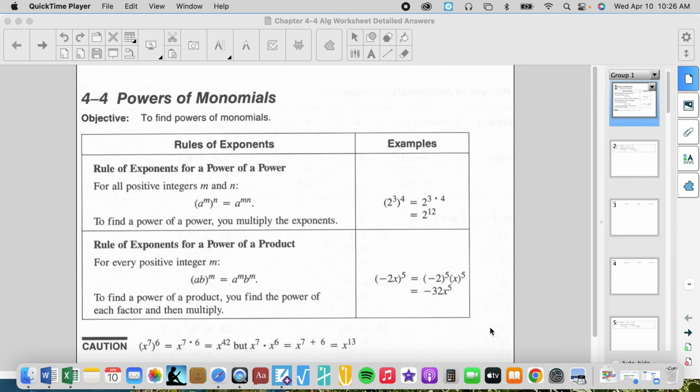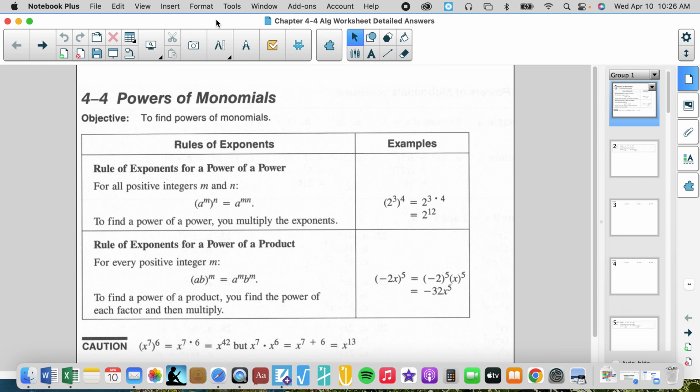Chapter 4.4, dealing with powers of monomials. To find powers of monomials, we are going to use power of a power. Power of a power. Yes, that's how I explain it. When you have an exponent of a term with an exponent, we are going to multiply those exponents.